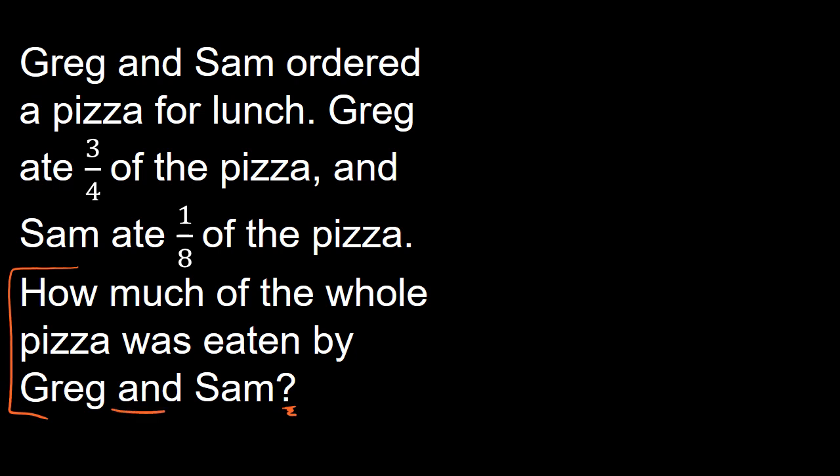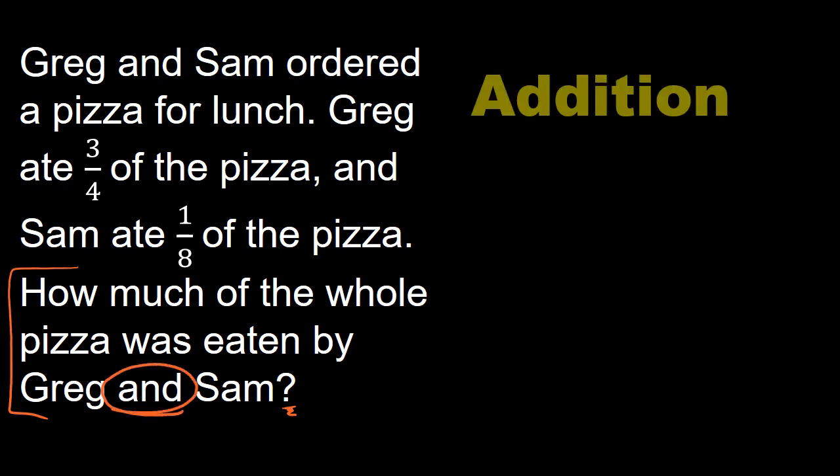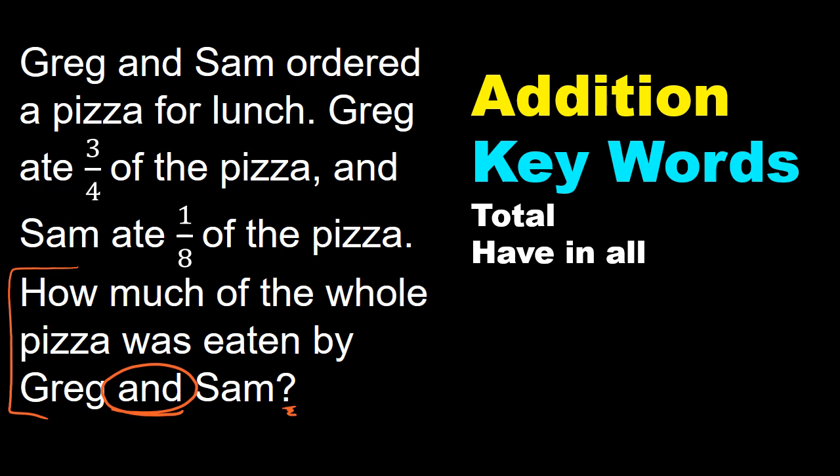The keyword right here, and, is going to clue us in that we're dealing with an addition problem. So we'd say 3/4 plus 1/8. In dealing with addition word problems, we have keywords like total or in all. In this case, the keyword we're looking for is Greg and Sam.